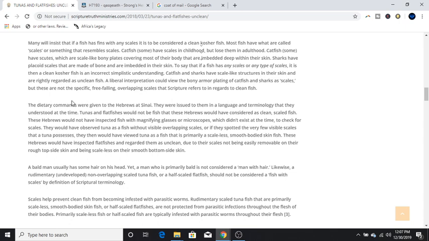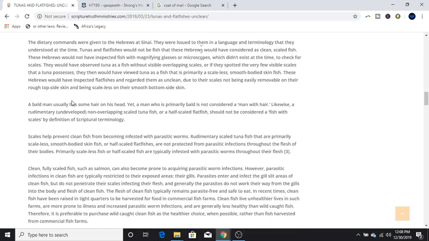To say that if a fish has any scales or any type of scales, it is then a clean kosher fish is an incorrect, simplistic understanding. Catfish and sharks have scale-like structures in their skin and are rightly regarded as unclean fish. A liberal interpretation could view the bony armor plating of catfish and sharks as scales, but these are not the specific free-falling overlapping scales that scripture refers to in regards to clean fish. The dietary commands were given to the Hebrews at Sinai. They were issued to them in a language and terminology that they understood at the time. Tunas and flatfishes would not be fish that these Hebrews would have considered as clean, scaled fish.